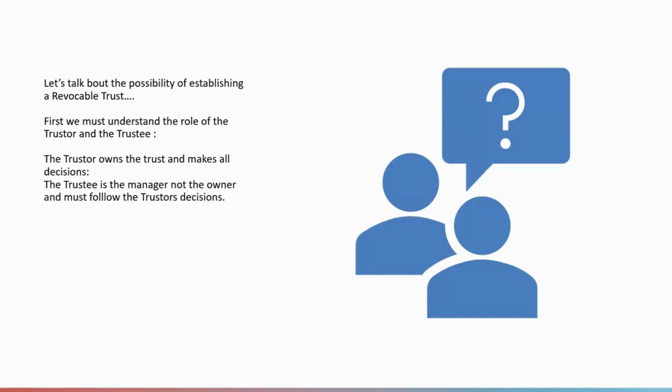But anyway, let's talk about the possibility of establishing a revocable trust for a minute. First, we must understand the role of the trustor and the trustee. Now, here I am talking to the person that's got the software open. The trustor, and I haven't asked them to go to a button yet. The trustor owns the trust and makes all decisions. The trustee is the manager, not the owner, and must follow the trustor's decisions. That's pretty simple, right?